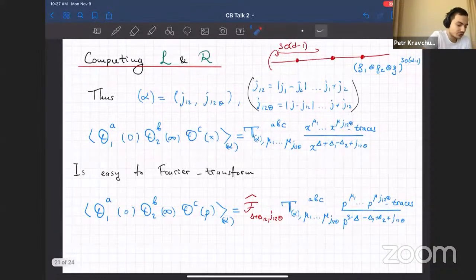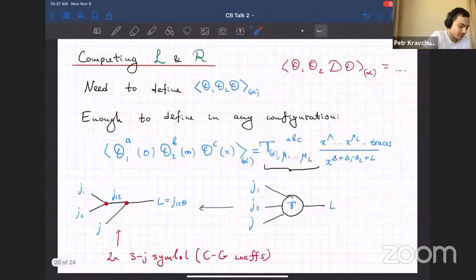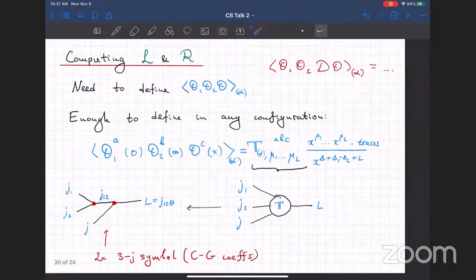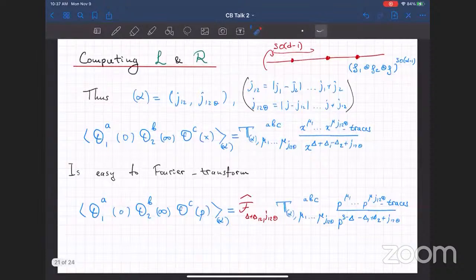And in 3 dimensions, I can just do this by using 3j symbols. No, this part is clear, yes. How to come from invariance to these numbers. No. Thank you. Okay.